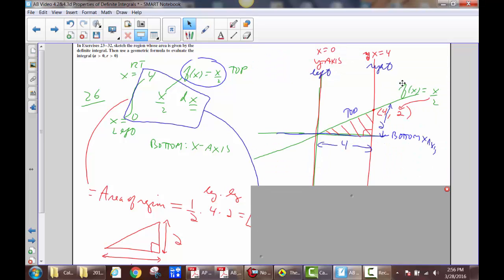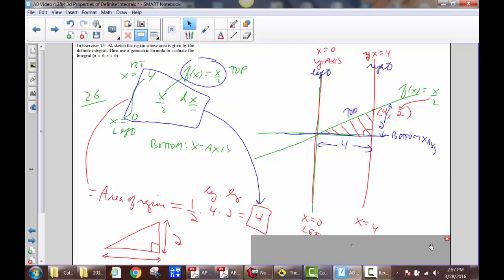If you draw that, you'll end up with a right triangle, and therefore the area is 1/2 leg times leg, or base times height, which, as you can see, is 1/2 times 4 times 2. And the reason I know that's 2 is because the right border is x equals 4, and x equals 4 intersects this line. You just replace x by 4. You get 4 over 2, which is 2. So the height is 2, and therefore that is what that integral is exactly equal to.